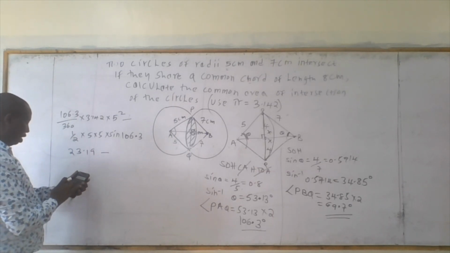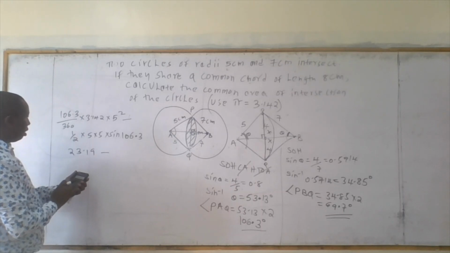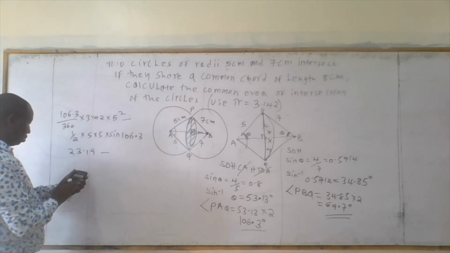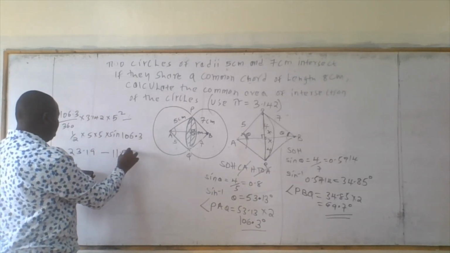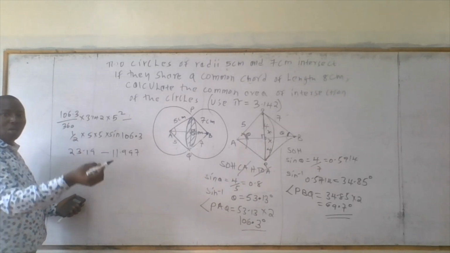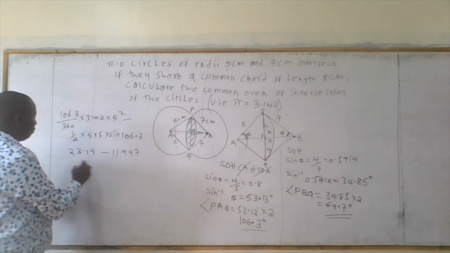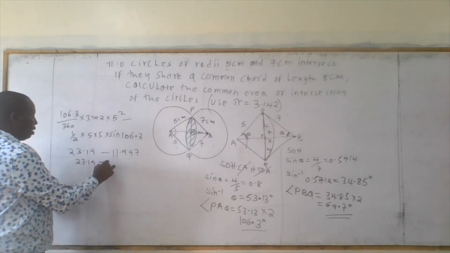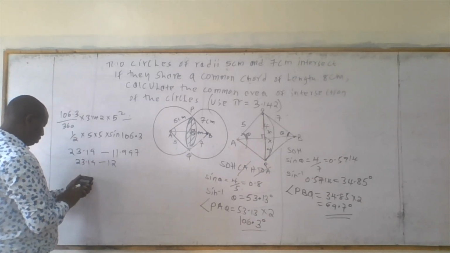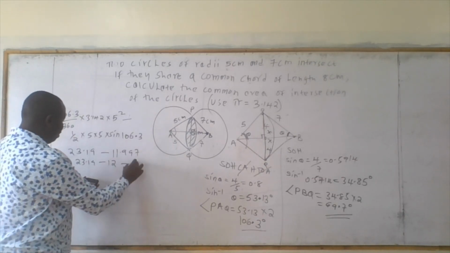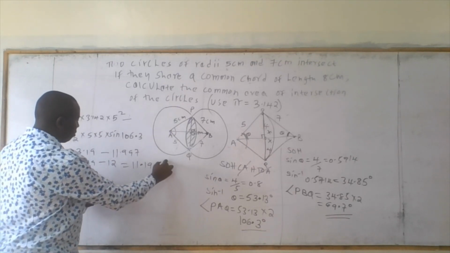The area of the triangle is a half times 5 squared times sine of 106.3. In this case, we get 11.997, which is equivalent to 12. So 23.19 minus 12, you get your answer: 11.19 centimeters squared.